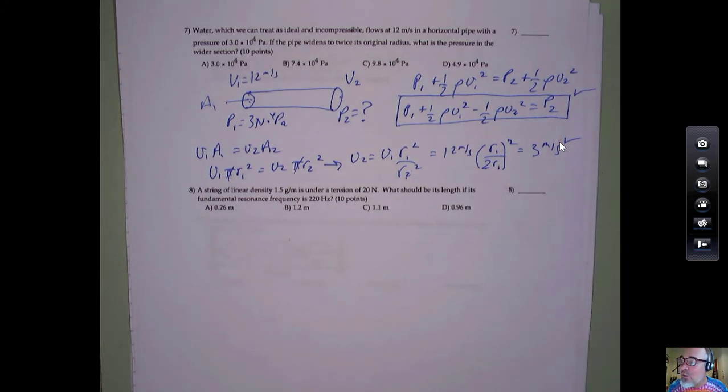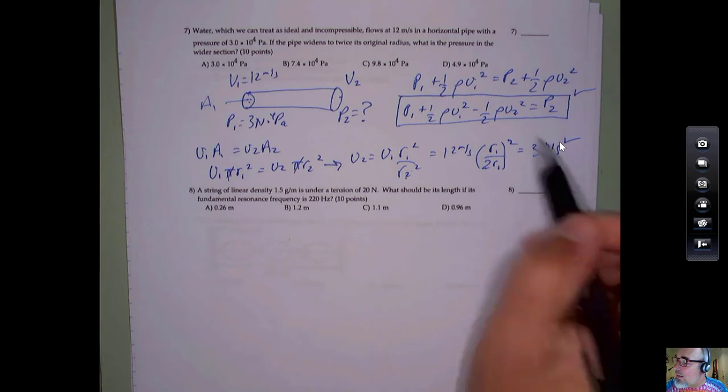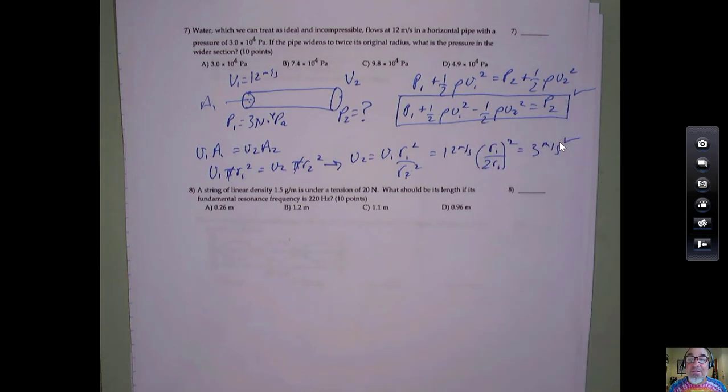Pascals, that's the SI unit. You're perfectly good there. We've got the speed in meters per second, so this will come out in pascals then. Okay, very good.